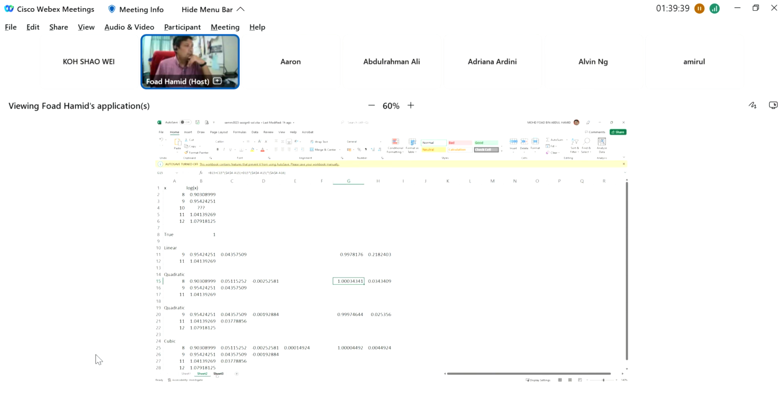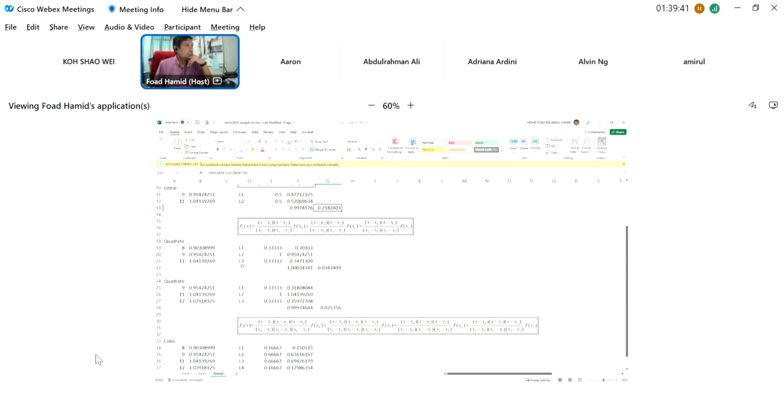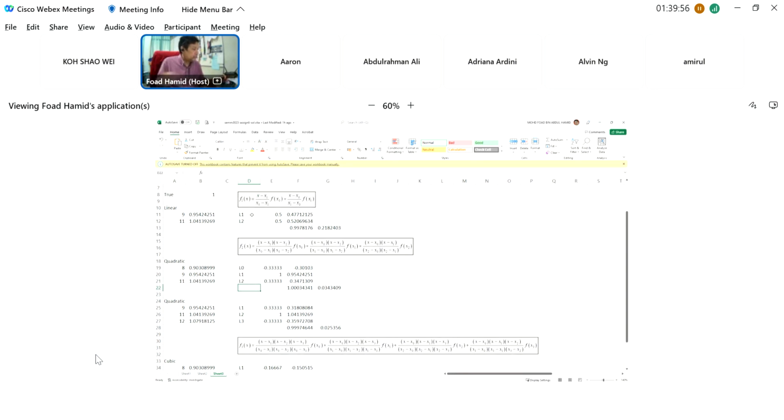But for Lagrange, I think this is wrong. This should be L0, L1, and L2, which is second order, sorry. So this one should be L0 and L1. So L1, the highest order is 1, which is linear. L2 means the highest order is second order, which is quadratic.